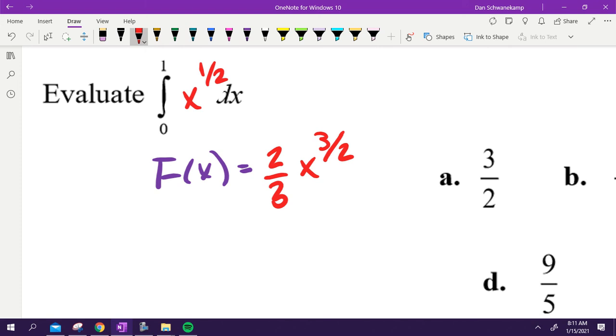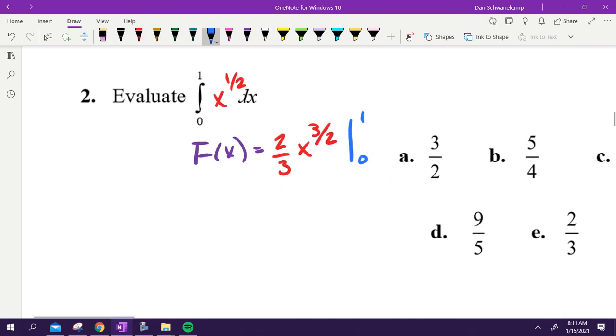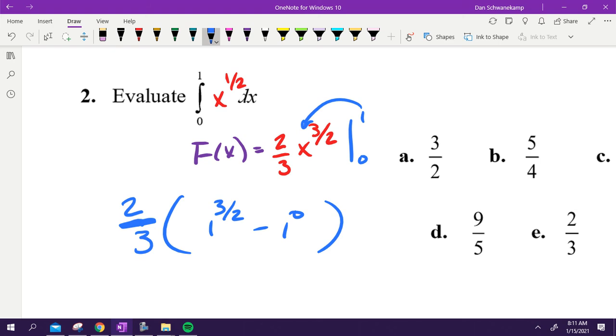Okay? Once you've done that, then you're evaluating that thing. You're starting at 0 and going to 1. So if I plug in 1, it is 2/3. You can factor out that 2/3 if you want because it's a constant. And then I'm going to go 1 to the 3/2 minus 0 to the 3/2. I'm plugging this in, and plugging this in. All I did was factor the 2/3 out because it was a constant. 1 to the 3/2 is 1. 0 to the 3/2 is 0. 1 times 2/3 is 2/3.